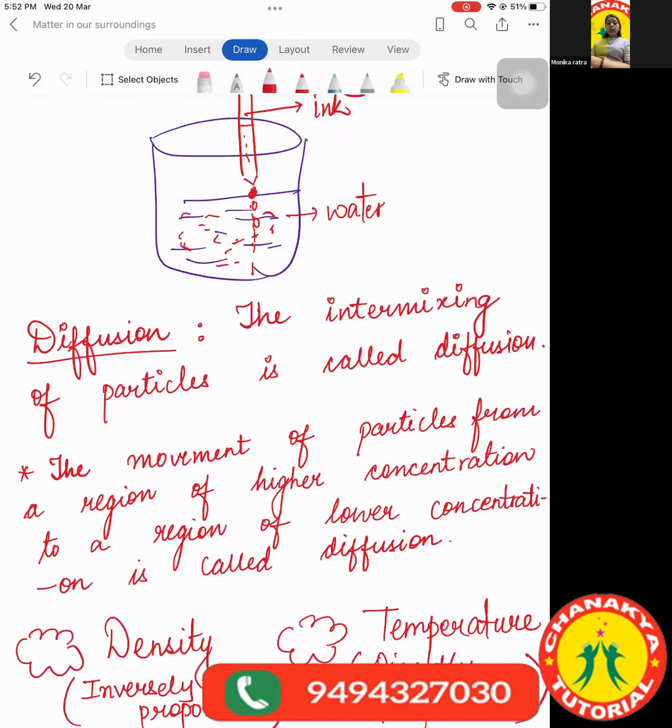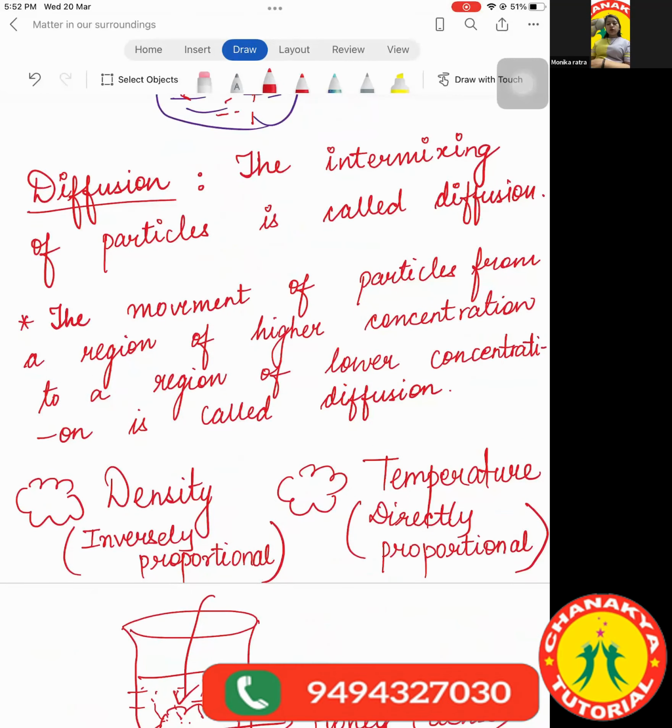Now we call this process in which two or more particles mix with each other diffusion. So intermixing of two or more particles is called diffusion. Then there was another definition of diffusion: the movement of particles from a region of higher concentration to a region of lower concentration. That means the substance which we are mixing, where the amount was more, moves to a place where the amount was less.